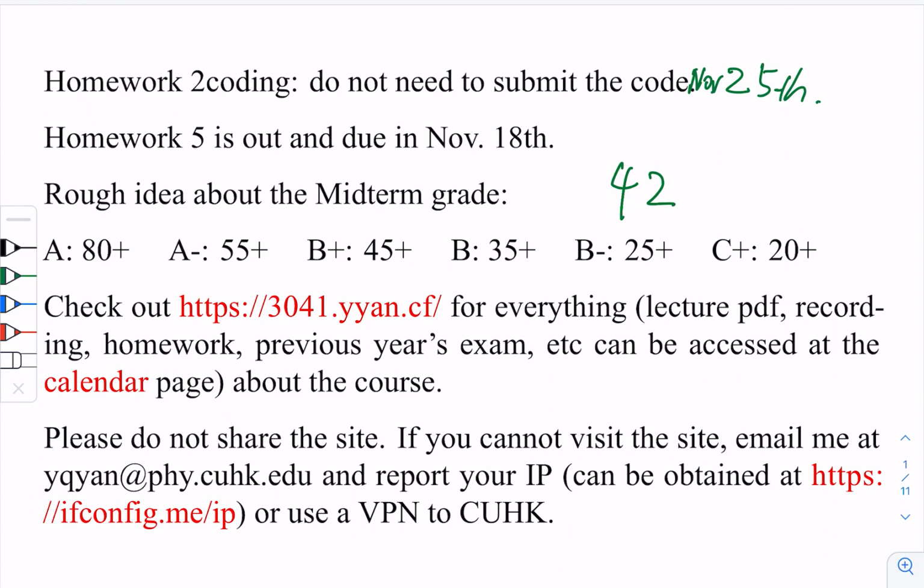So if you check here, I believe that most of you should be able to access the website, right? Okay.